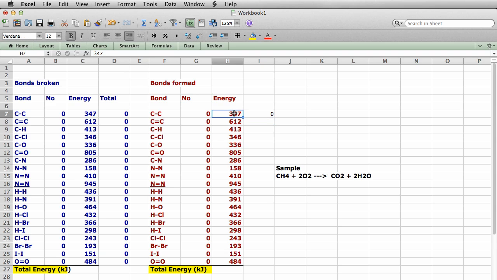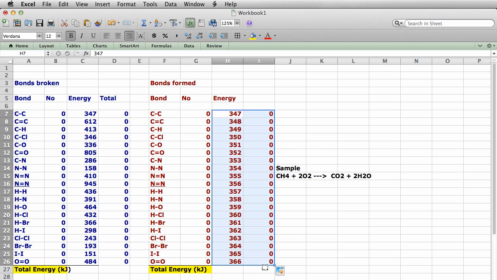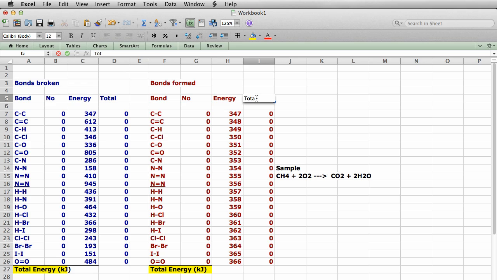By clicking on this cell and by taking the formatting paintbrush, I can drag this across, and I now have the same formatting cell parameters, and I can copy this down, and I can see that once again I have my same format with the values there. And I will simply title this also total, and we now have the basics for our calculations.